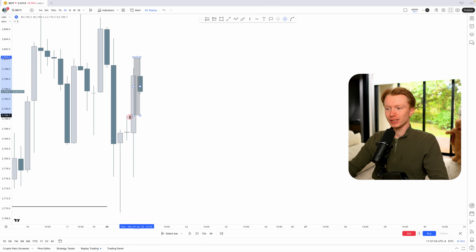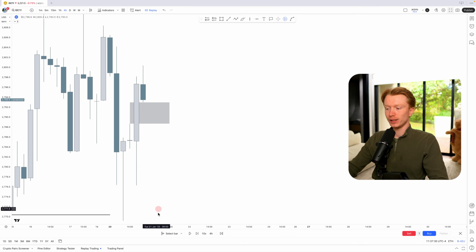So now this fair value gap right here to continue higher from it, that right there is very interesting to overall continue higher and keep on continuing higher. And that at its core is order flow transition.